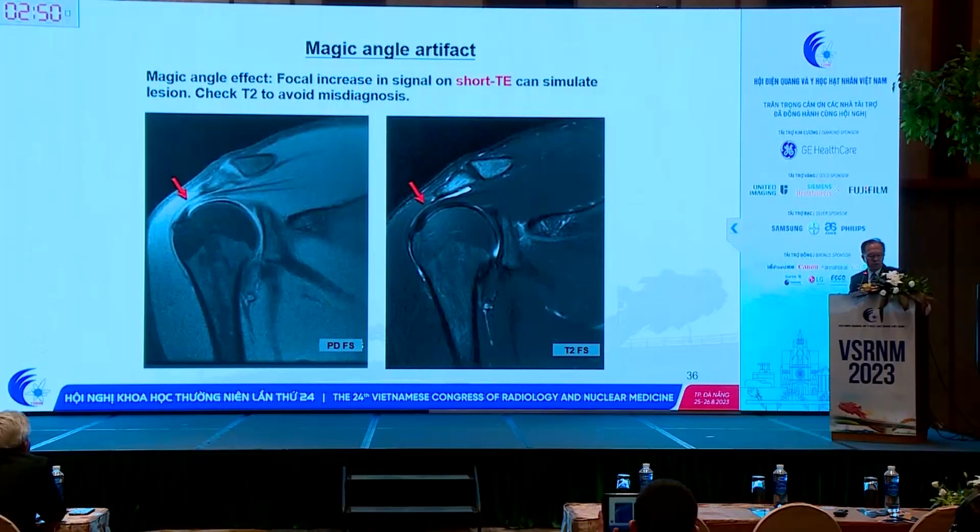Here we can see, from the literature, the proton density on the left. It is a supraspinatus tendon tear. But on the right, the heavily T2, that is an echo time over 80 milliseconds, we can see a low signal intensity without any supraspinatus tendon tear. It looks like a supraspinatus tendon tear, but there is no tear, it is normal.